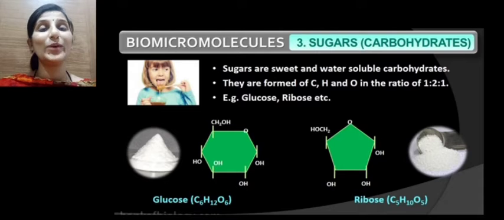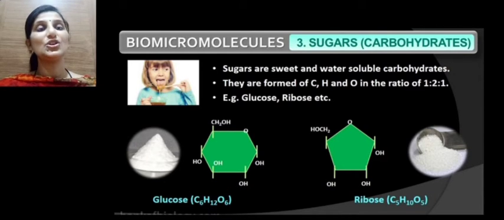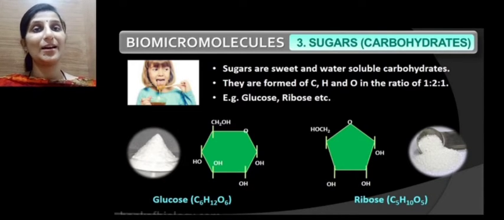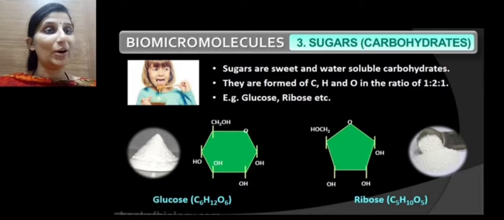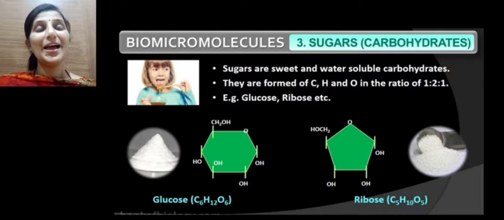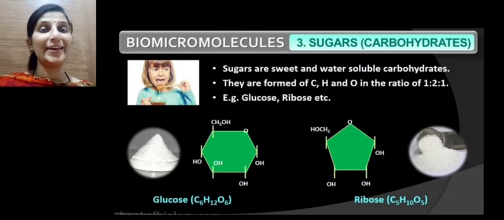In this module, we are going to learn about the next two types of biomicromolecules, namely the sugars and the nitrogen bases. Okay, so sugars. What are sugars? They are otherwise called carbohydrates. They are sweet and water soluble carbohydrates. So they are sweet in nature, soluble in water, and they are formed of carbon, hydrogen, and oxygen in the ratio 1:2:1.